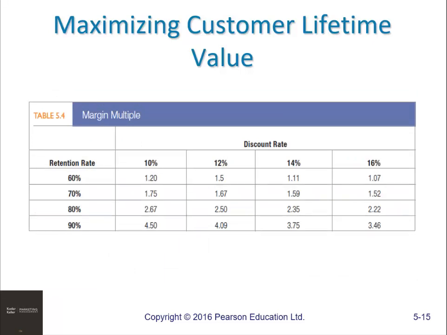Table 5.4 shows the margin multiple for various combinations of R and I in a simple way to estimate CLV of a customer. When retention rate is 80% and discount rate is 12%, the margin multiple is about 2.5. Therefore, the future CLV of an existing customer in this scenario is simply his or her annual margin multiplied by 2.5.